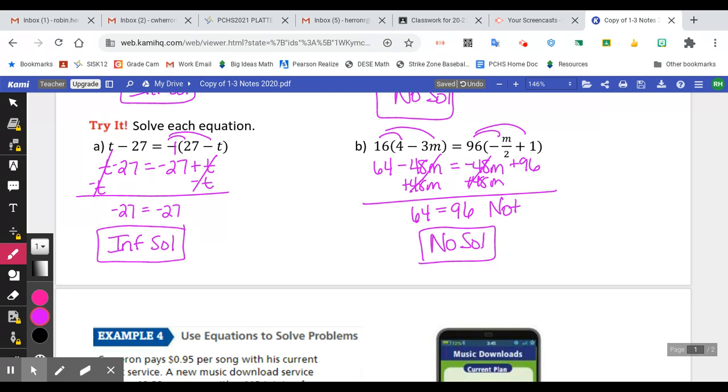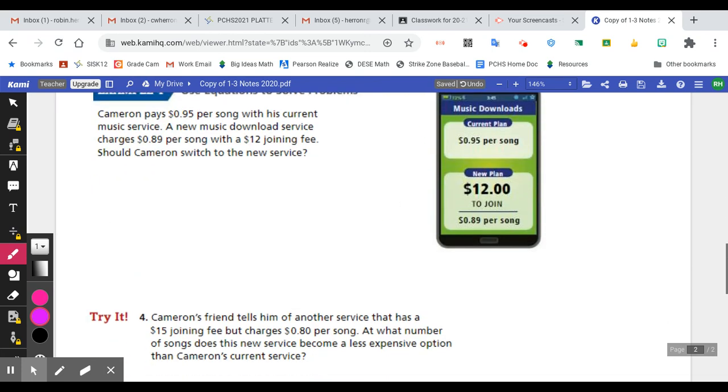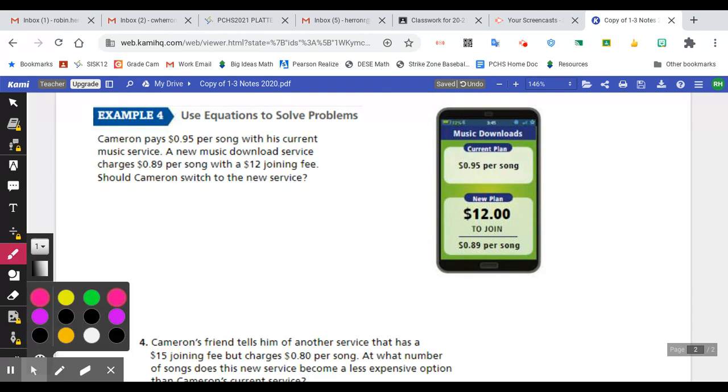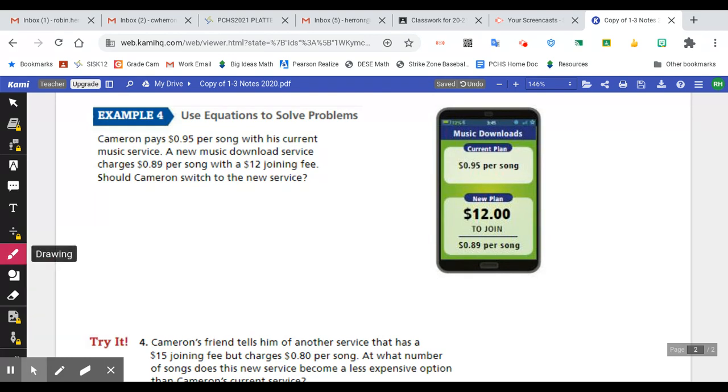All right, doing great. Here we go. Word problems where we're creating. So Cameron pays 95 cents per song with his current music service. A new music download service charges 89 cents per song with a $12 joining fee. Should Cameron switch to the new service?